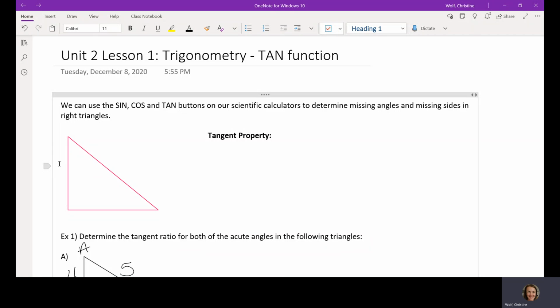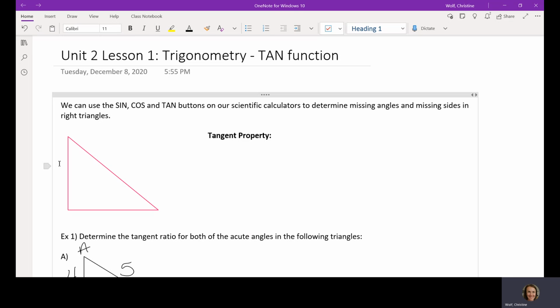This is Unit 2, Lesson 1, or 2.1, and Unit 2 is all about trigonometry. Essentially, trigonometry means triangles and angles and missing sides of triangles. We're trying to calculate everything about a triangle that we don't know. Okay? We are going to have to use your scientific calculators today.